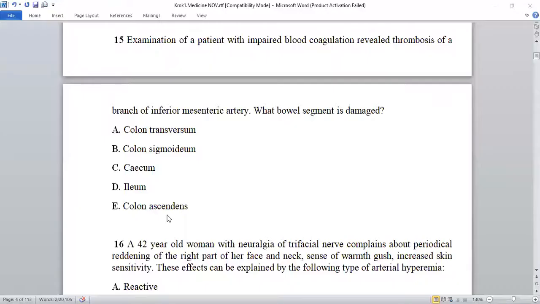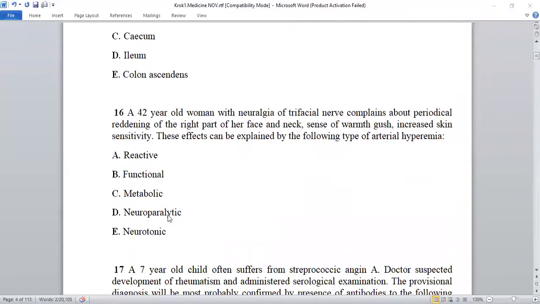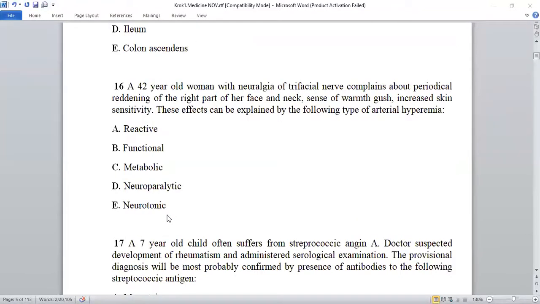All right, so let's move on to the next question. So the answer is going to be sigmoidum, right? Yeah. Okay. Dr. Mo. Yes, sir.